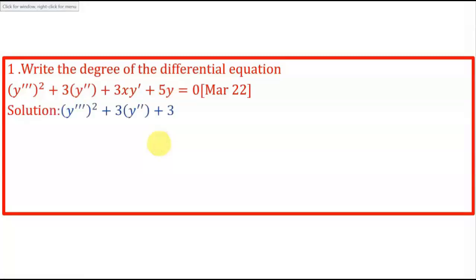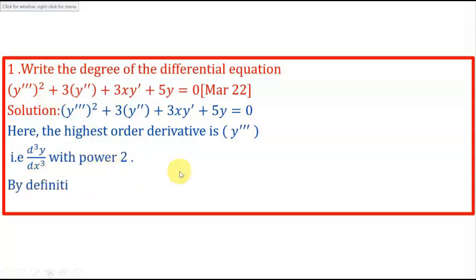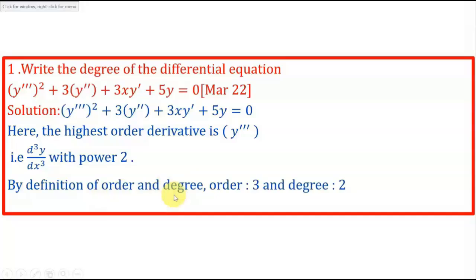Now here the highest order derivative is y triple dash, and what does triple dash mean? Third order derivative, and its degree is 2. We always consider the highest order derivative and its degree. Here the highest order derivative is of order 3 and its degree is 2, that is d3y upon dx cube with power 2. Therefore, by the definition of order and degree, the order is 3 and the degree is 2.